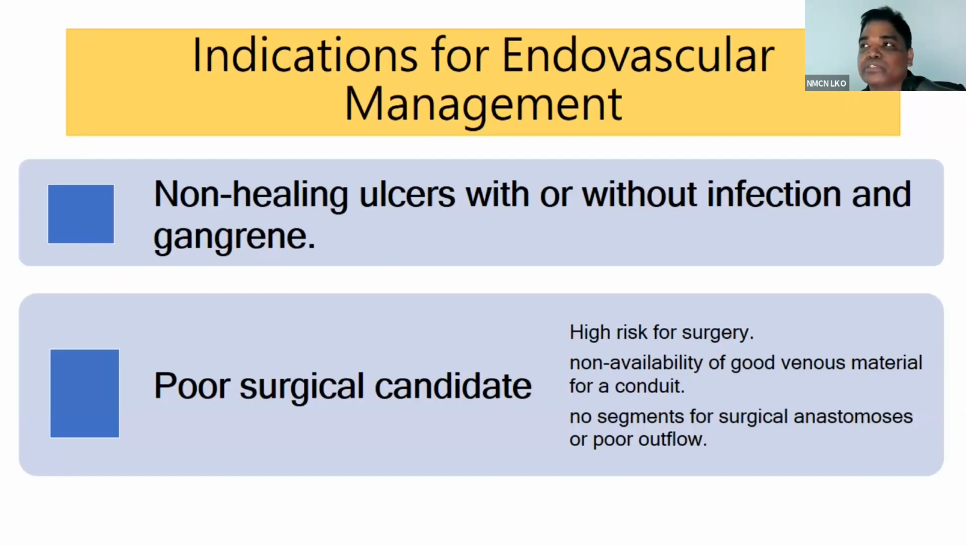Most of these patients are poor surgical candidates because they are high risk for surgery, because they have associated involvement of other vessels also, including the coronary vessels. There may be non-availability of good venous material to create a conduit, or there may be segments of the arteries where a proper anastomosis cannot take place because the peripheral arteries may be heavily calcified.